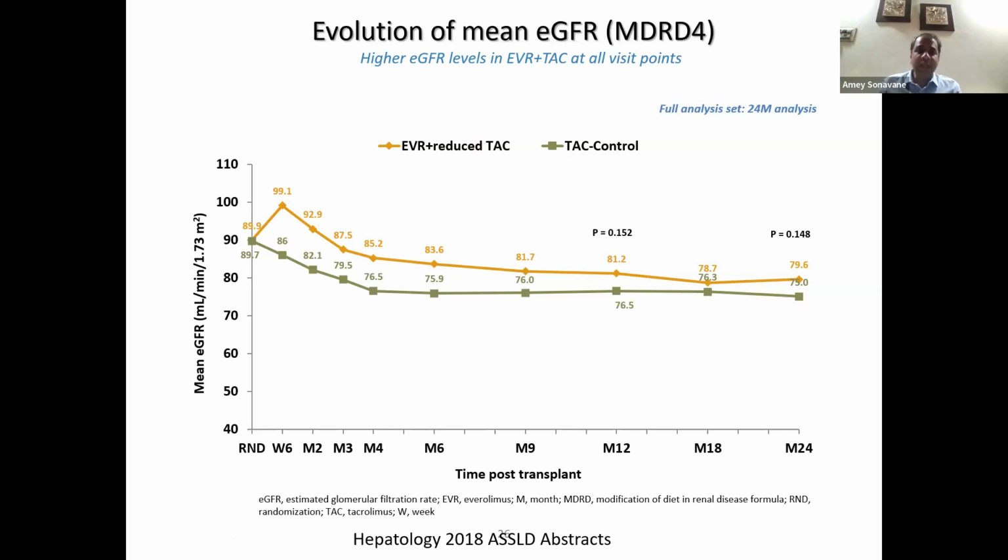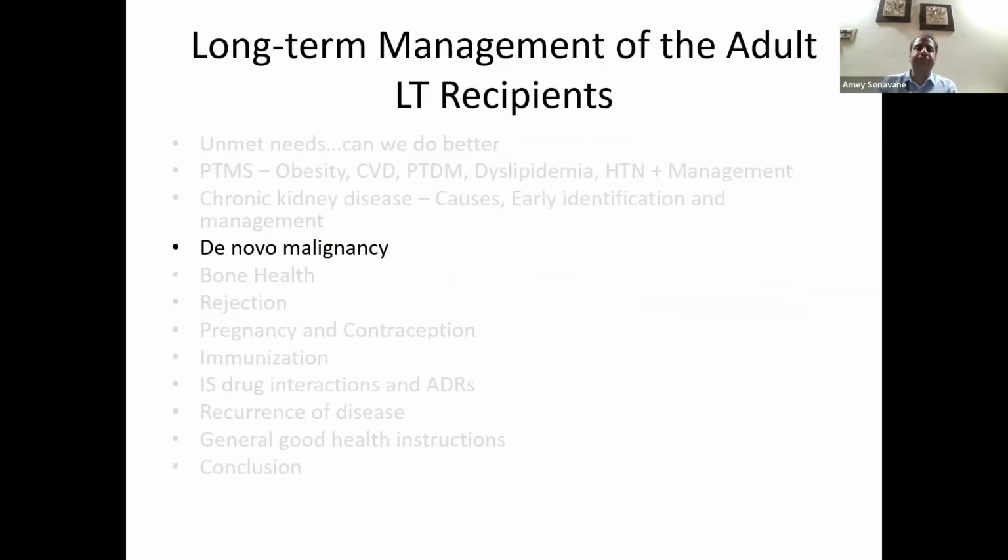Now, we must be careful that shifting very early to everolimus may interfere with wound healing. So the ideal time to shift to everolimus, if we see renal dysfunction, is around 4 to 6 weeks post-transplantation.